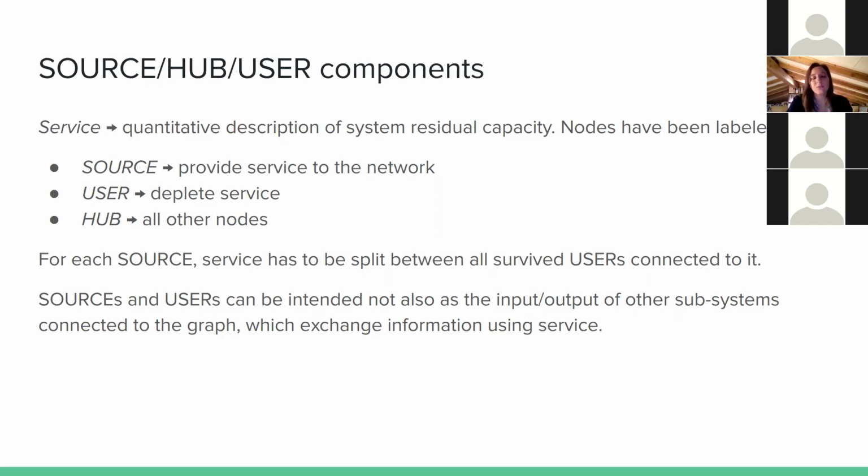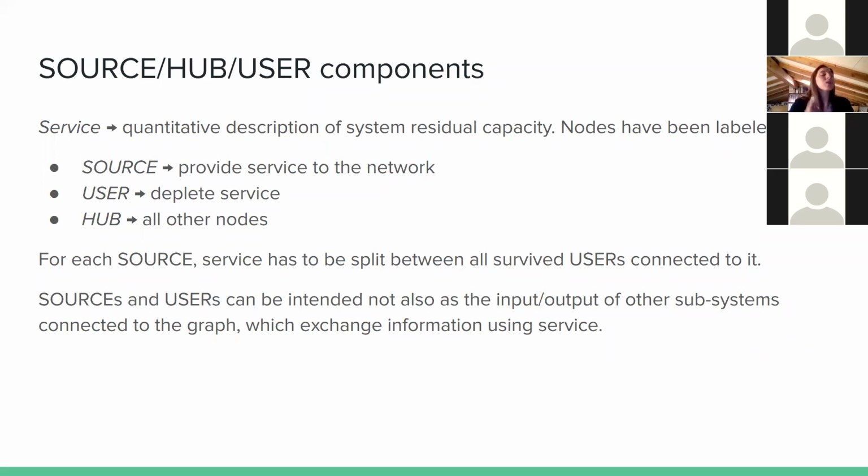The nodes have been labeled depending on their role when service is taken into account. Sources are the ones that provide service. Users are the ones that deplete service. And hubs are more or less all the other nodes, in the sense that they are the ones that belong to the shortest path, which are neither sources nor users. And if you think about a plant, you understand why we need this source-user relationship.